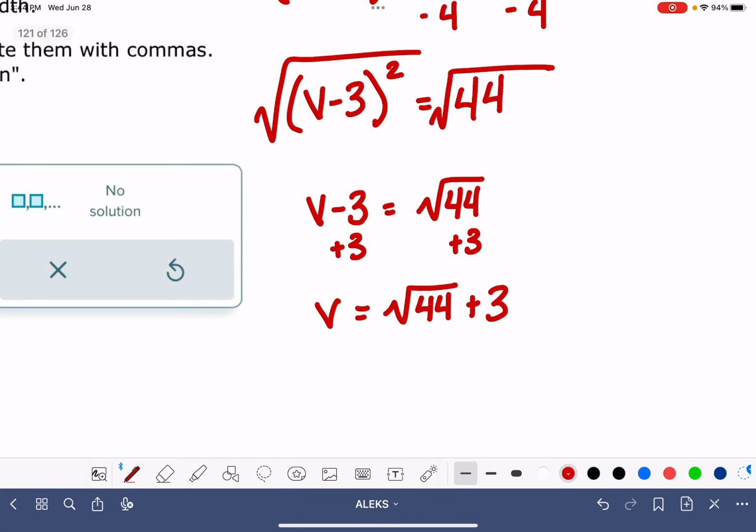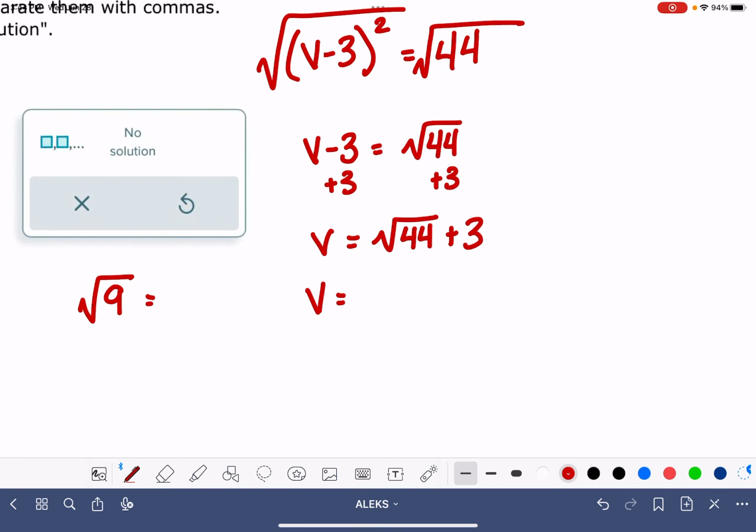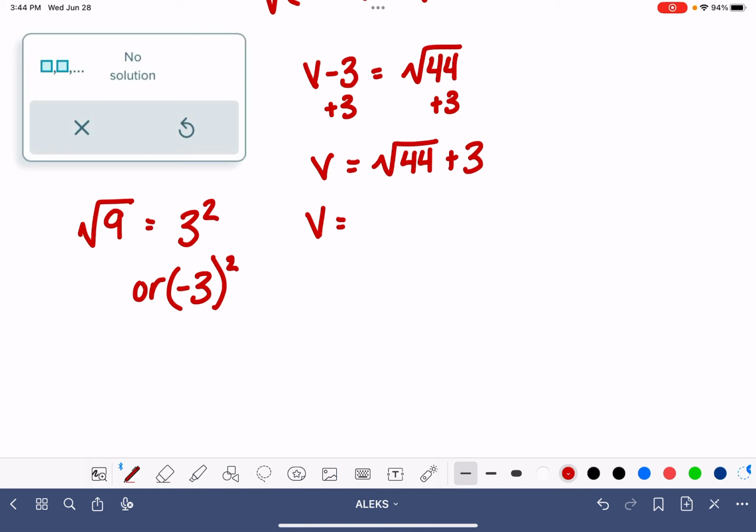Now, before you assume we're ready to do some calculations on this, you need to keep in mind that when you take the square root of a number, it is possible that the actual answer could either be a positive number or a negative number. For example, if you take the square root of 9, your calculator is going to tell you it's 3, but it could also be negative 3 as well, because 3 squared is 9, and also negative 3 squared is 9.